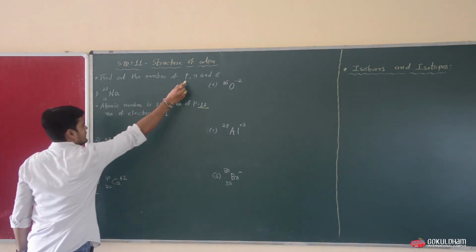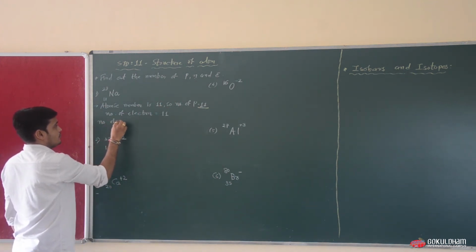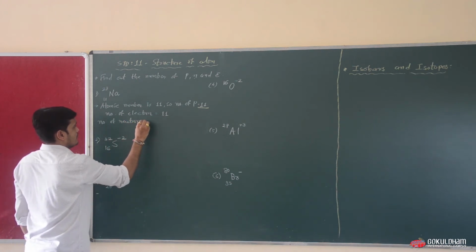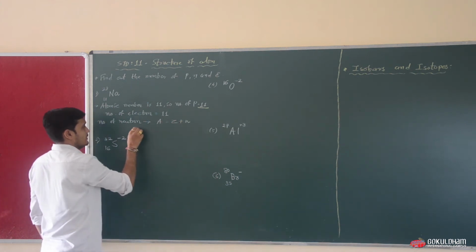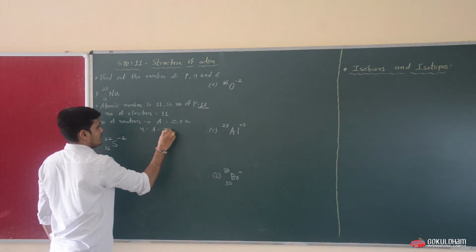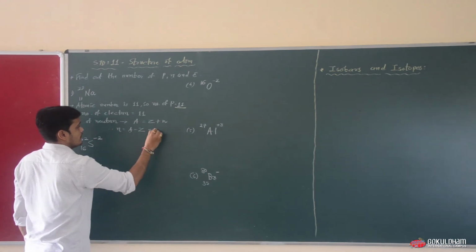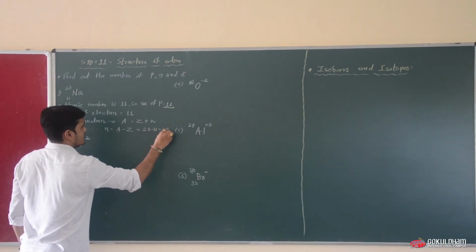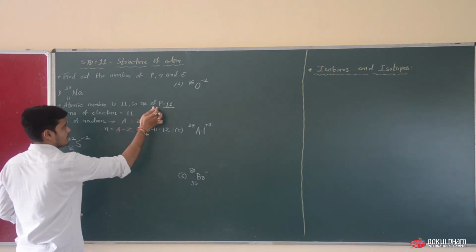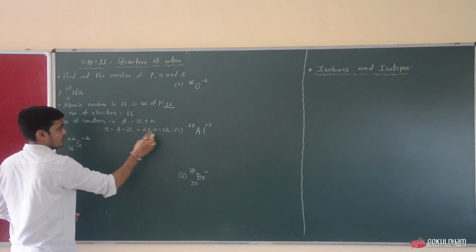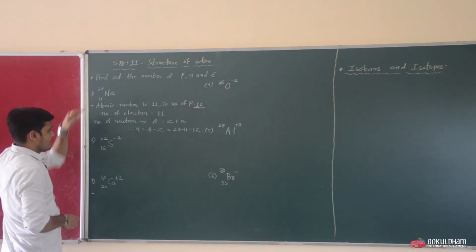And now the third, the number of neutrons. The number of neutrons can be calculated by the equation A is equal to Z plus N. Therefore N is equal to A minus Z. A is 23 and Z is 11. So 23 minus 11 is equal to 12. So the number of protons is 11, the number of electrons is 11 and the number of neutrons is 12 in this neutral sodium.